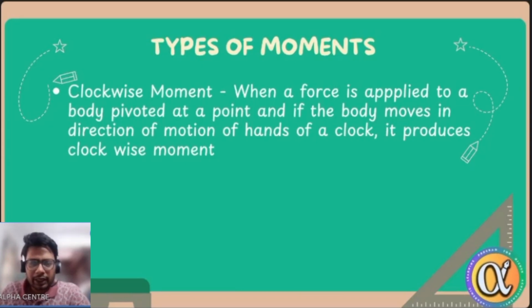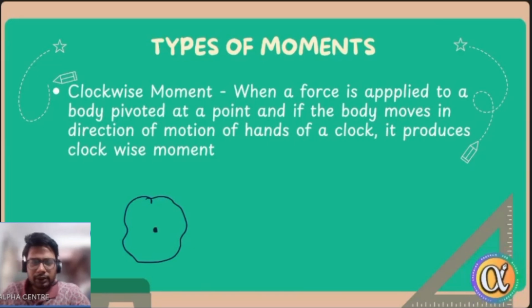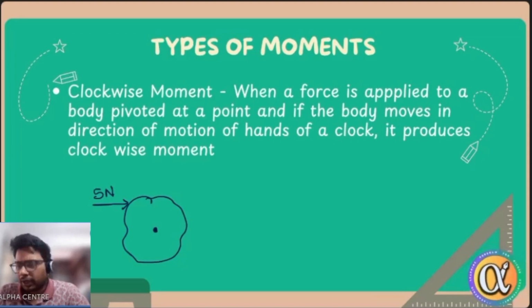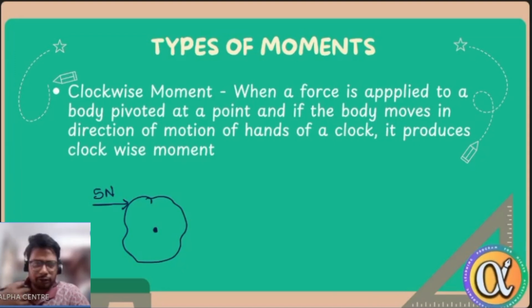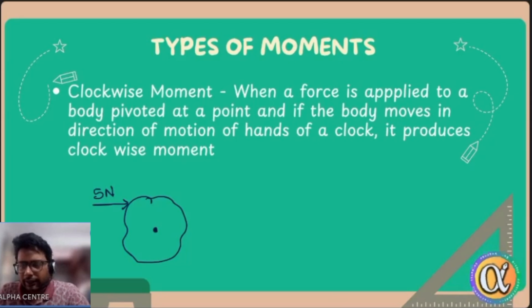Suppose we have an object like this pivoted at this point. I apply a force like this, 5 Newton. Just think logically and tell me what you think will be the nature of the moment with respect to our observation, from the direction we are looking at the screen. Will it produce a clockwise movement or anti-clockwise movement? Clockwise. This is clockwise movement.